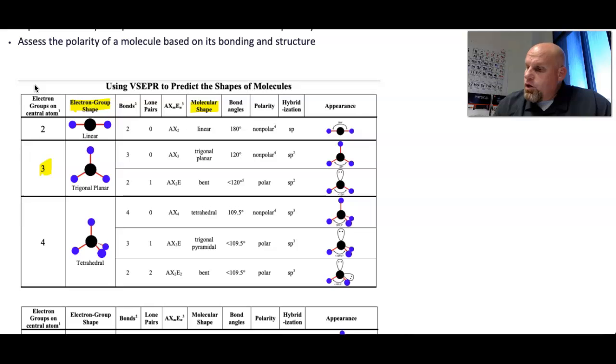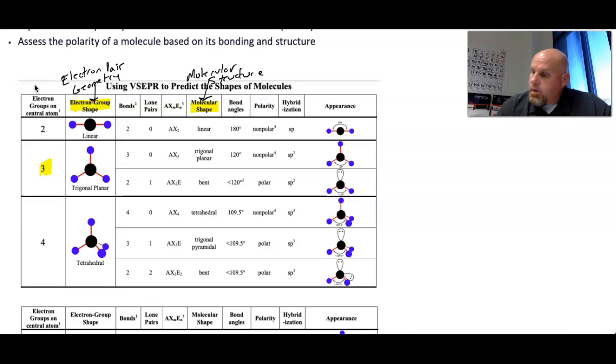Just so there's no confusion, your textbook would refer to this first category as electron pair geometry, and this second category as molecular structure. Again, depending on the textbook or the resource, what they title these 2 categories may differ. The concept is the same, and that is that for the first category, electron pair geometry, we are just talking about overall pairs of electrons around the central atom. So this includes both bonded pairs and lone pairs. The molecular shape is going to make a distinction between bonded pairs versus bonded pairs and lone pairs.